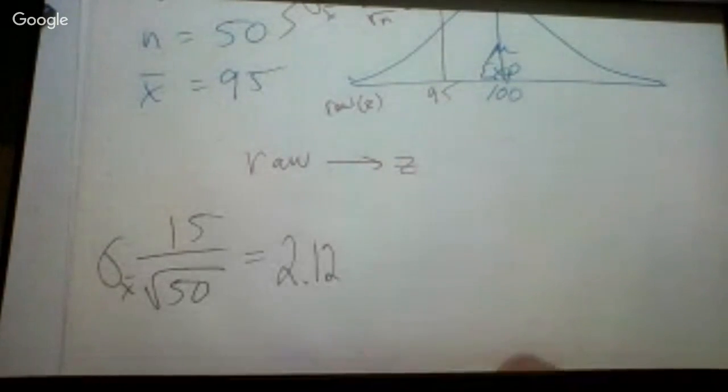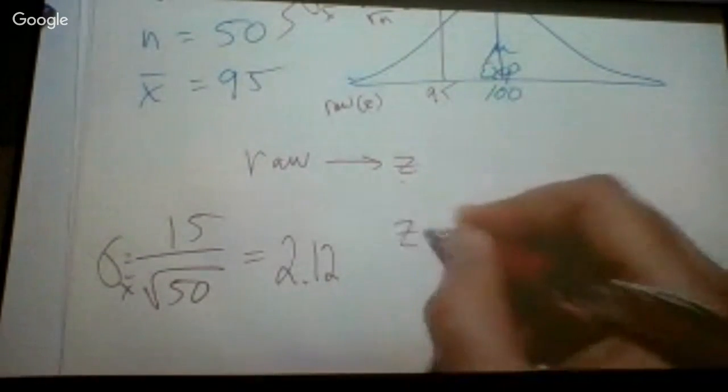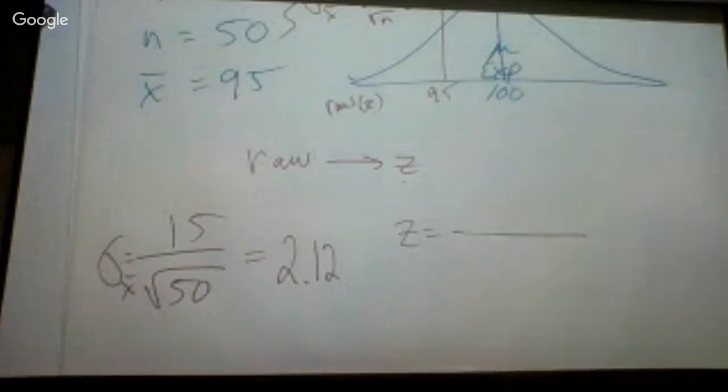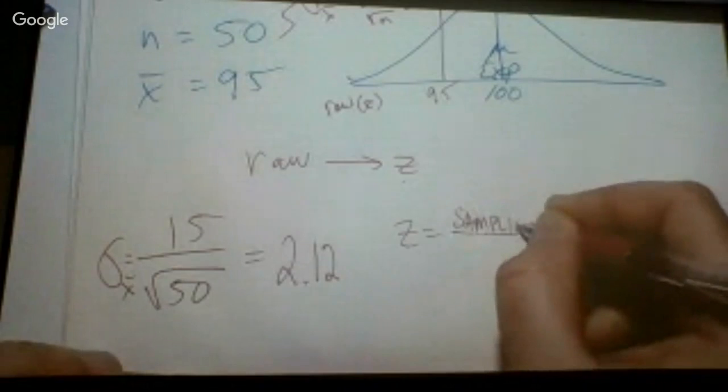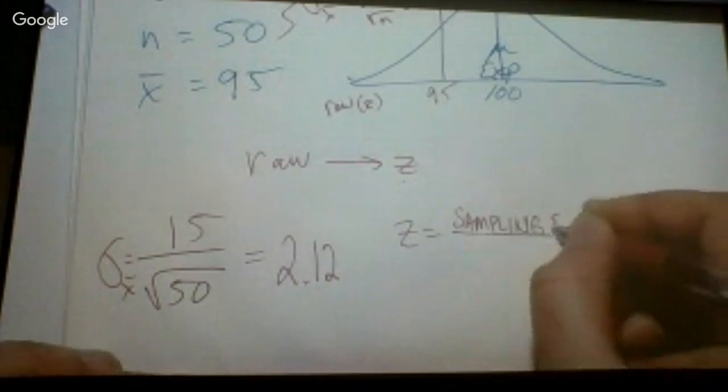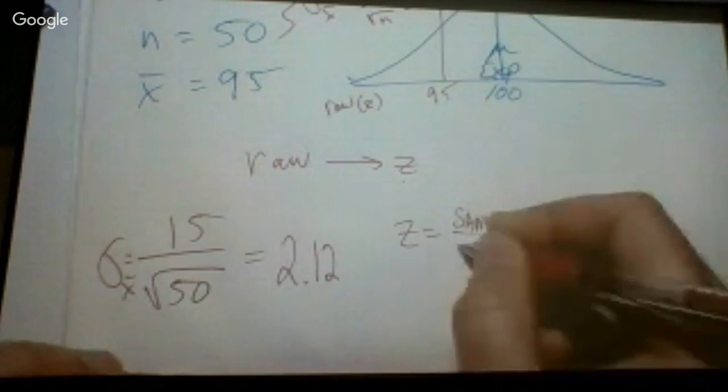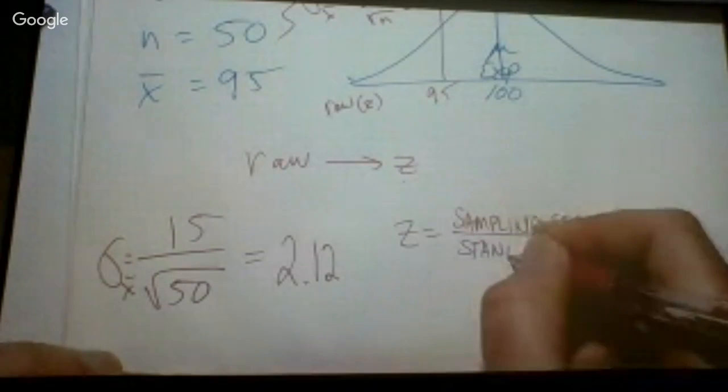Standard error is part of what I need to calculate a z-score. A standard score is, I don't know. How do we do, Julia? Sampling error over standard error. I mean, I want to write out the whole thing over and over again. That's how I do.